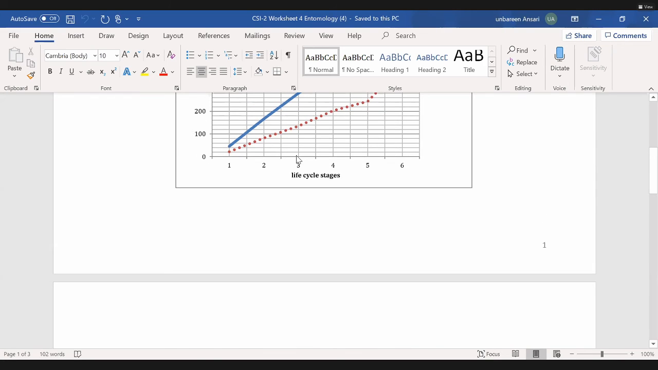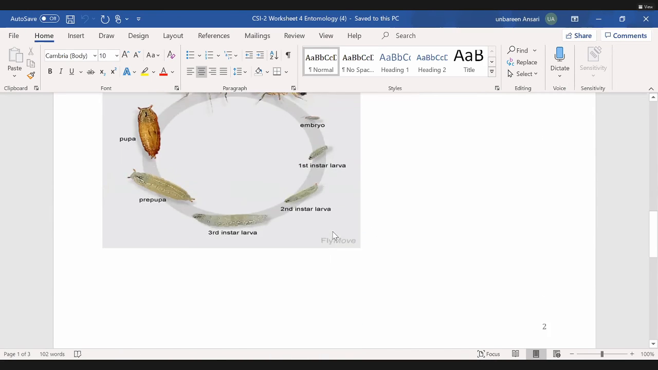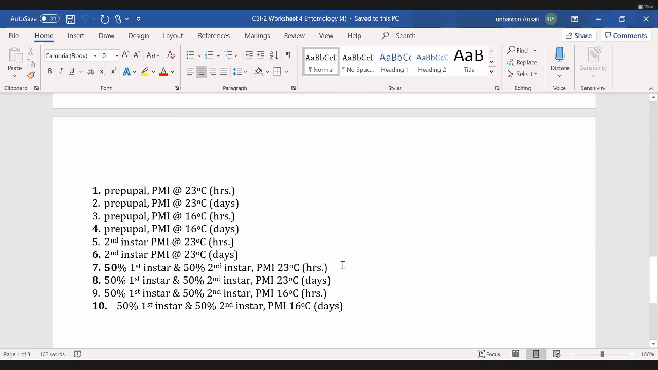So the second instar stage is number 3. I draw an imaginary vertical line all the way up and then go horizontal. What is that number I'm looking at over here? 140. Okay, so you have 80 and 140, and it says 50% are in the first instar, 50% are in the second instar. So you take 80 plus 140 and divide that by 2, and you should get 110 hours. Then you convert 110 hours into days by dividing by 24, which should give you the days. And then you can calculate that for 16 degrees. So that was an easy worksheet, right?